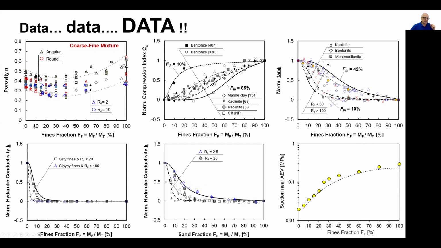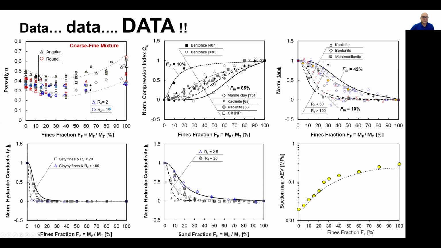And this is 100% gravel here on the left. This will be 100% sand to the right. And we do that for the compression index, for the friction angle, for the hydraulic conductivity, for both fines and clays with sands and gravels, and sands with gravels. And we even explore many other properties that you will find in the publications that I will cite at the end, including, for example, the suction near the air entry value as a function of clay content for a sand-clay mixture.